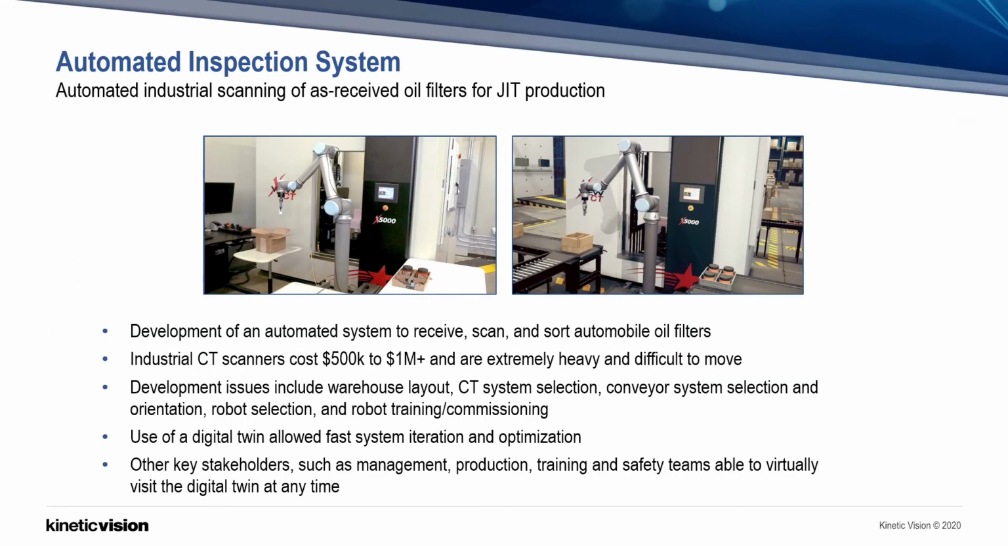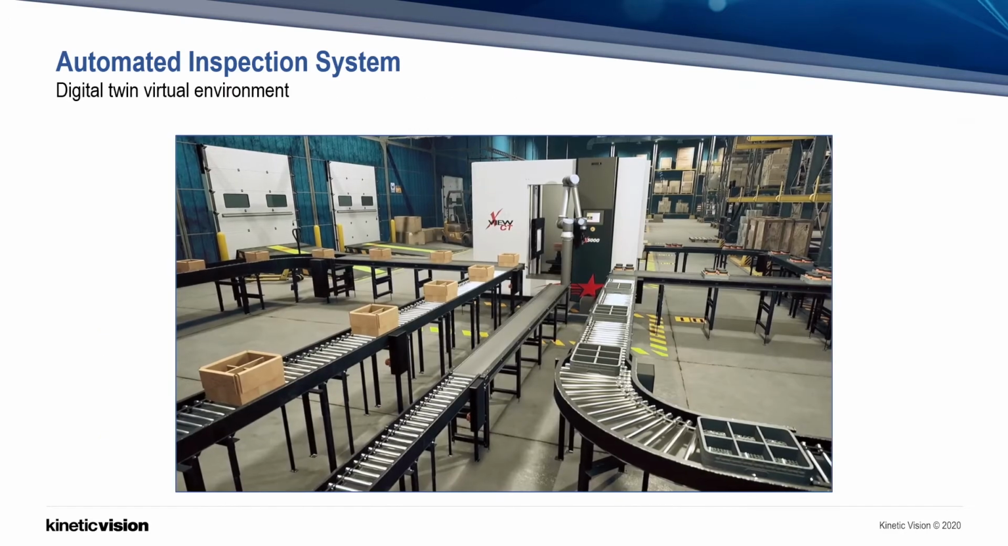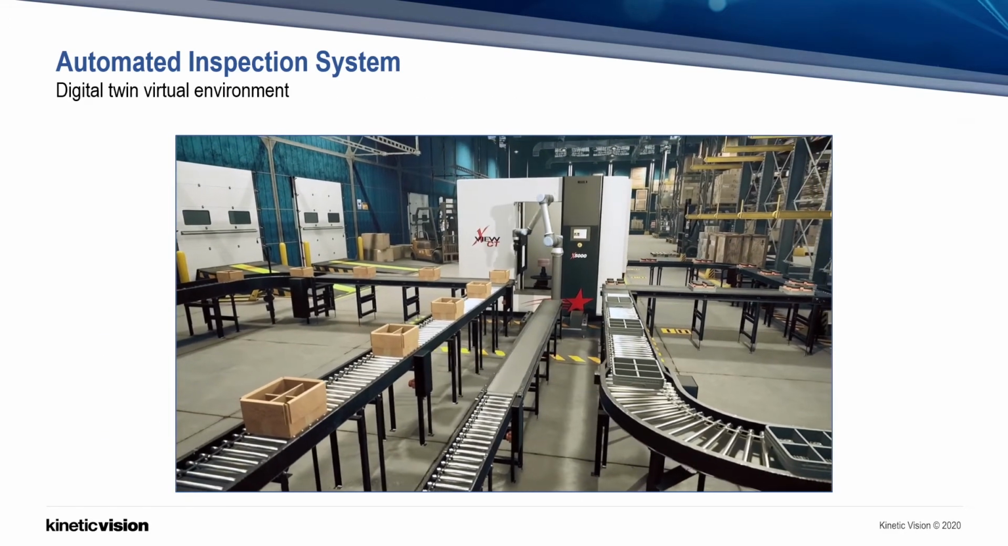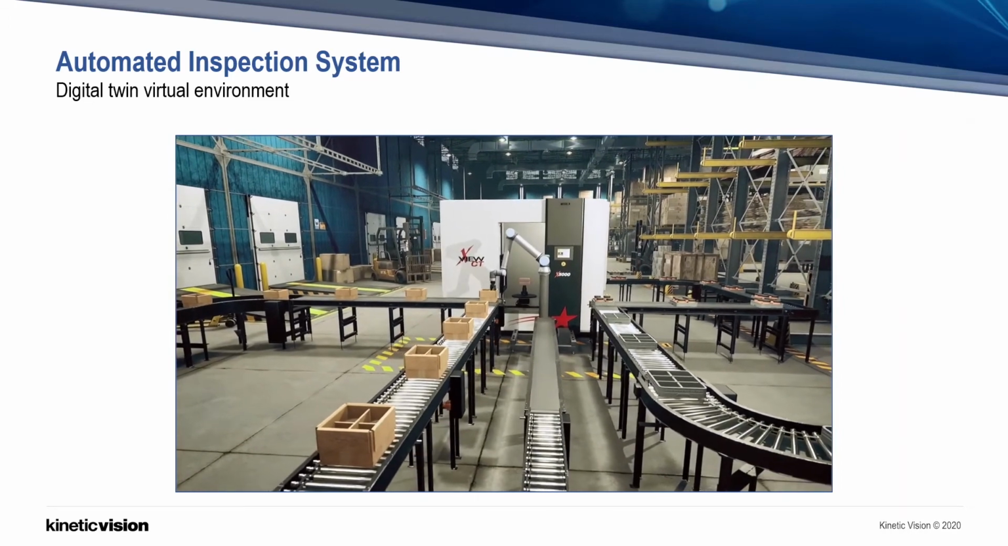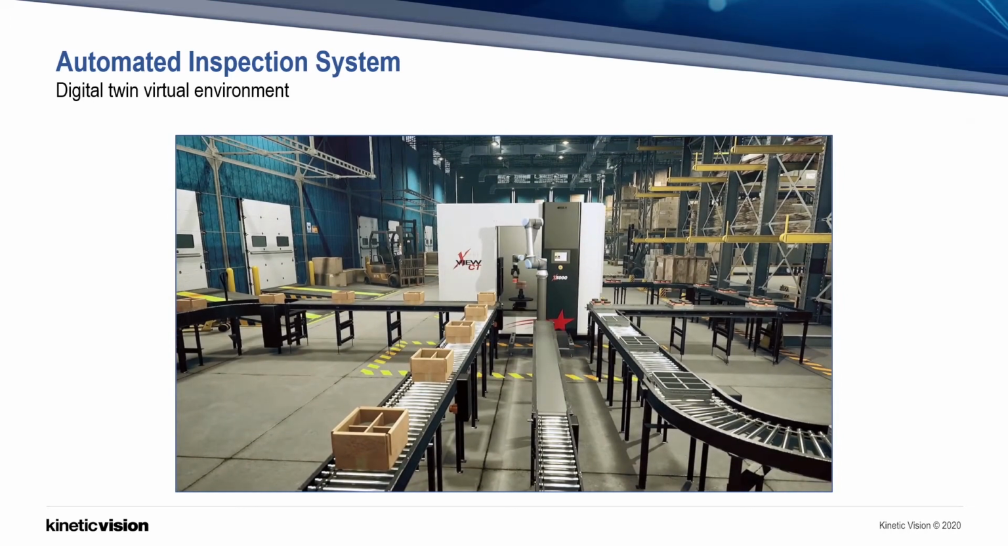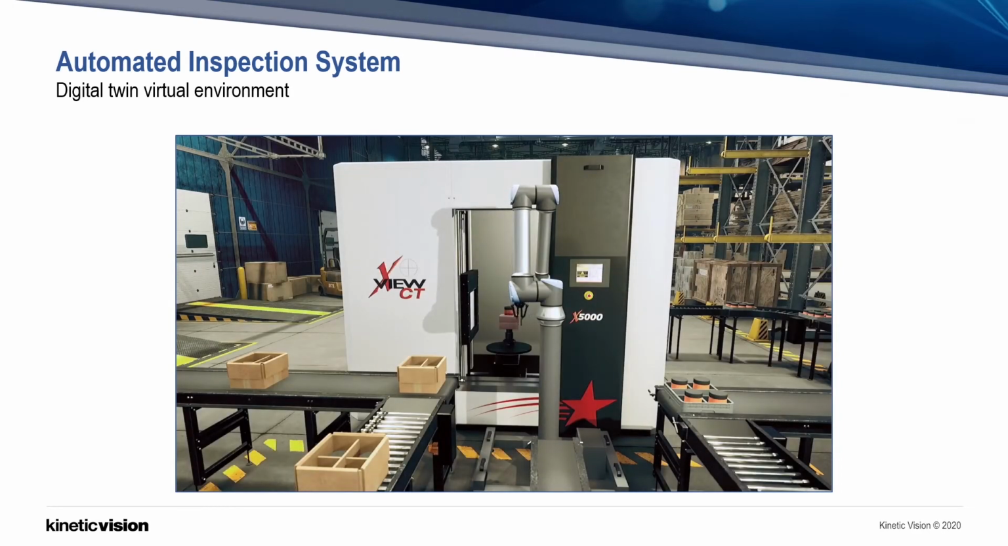The first example is an automated system to receive just-in-time shipments of automotive oil filters, perform a quality inspection using industrial computed tomography, and route the acceptable products to the manufacturing line. This is the 3D virtual environment showing the incoming product shipments, CT scanner, and conveying of qualified products to production. The entire system's design, optimization, and testing was done using this environment.